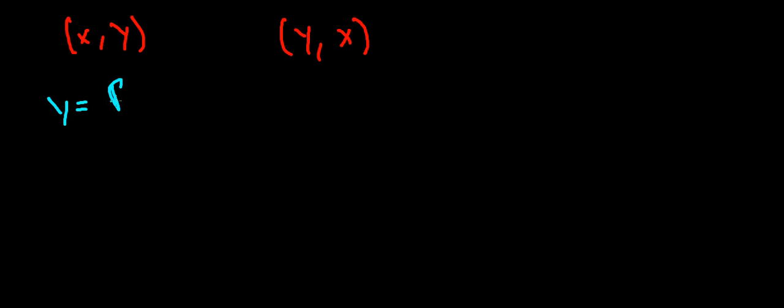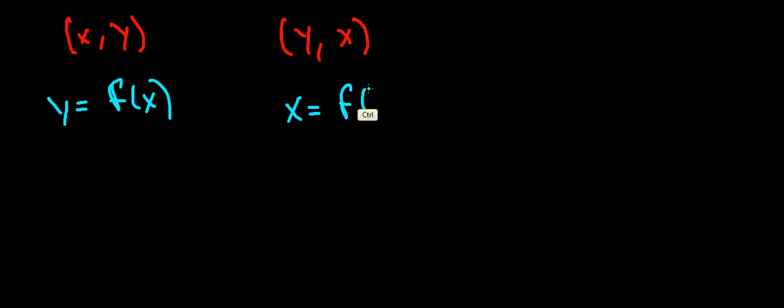In a function, we have a set of x's that is related one-to-one to a set of y's. In an inverse function, we have a set of y's that relates one-to-one to a set of x's. So in a function, we get a y from a function of x. We put in an x value and we get a y value. In an inverse function, we put in a y value and we get an x value.